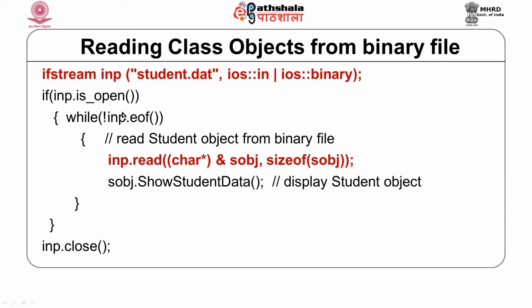So, once the file is opened, while not end of file, we use the read method. Where to store? It is to be stored at the starting address of as obj. So, it is a pointer to char, and how many bytes are to be read, then it is again sizeof as obj. So, very similar to the write method.